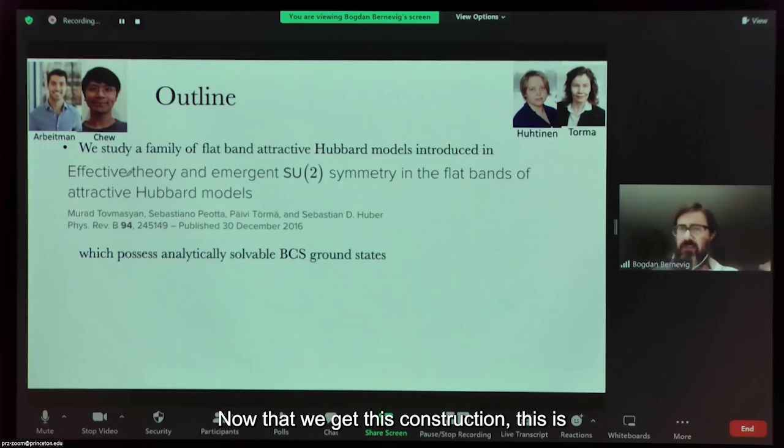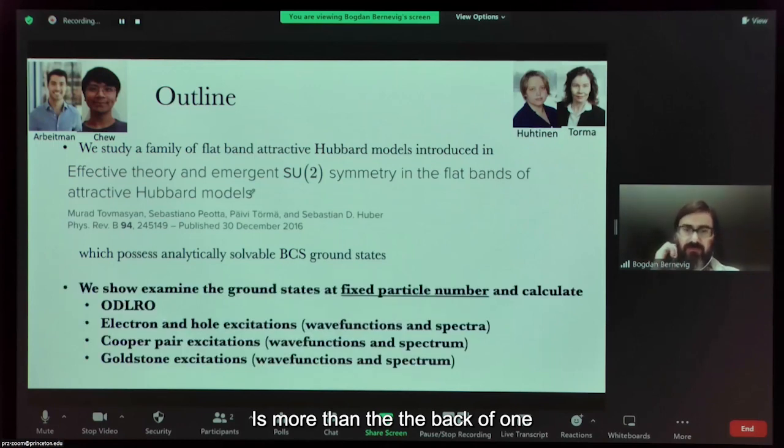Jonah and Aaron basically started looking at a family of attractive Hubbard models, and we'll get to repulsive ones later. But the same type of physics applies, okay? Where there are basically analytically solvable ground states. And this interacting part of the talk will basically show several things. We'll show that these ground states at fixed particle number have off-diagonal long-range order, so they have to have superconductivity. But moreover, that we can get the excitation spectrum exactly.